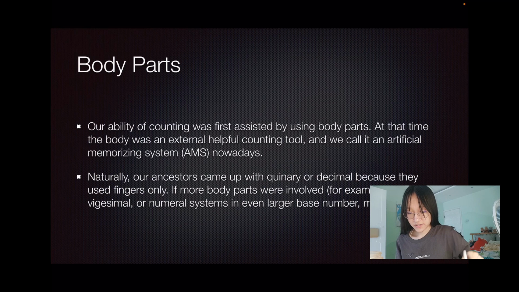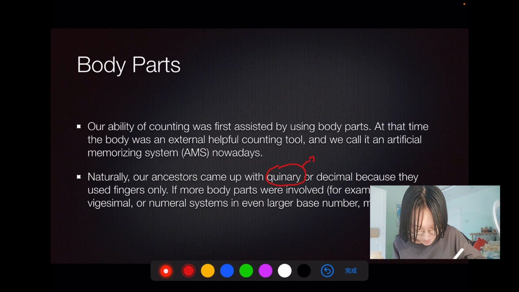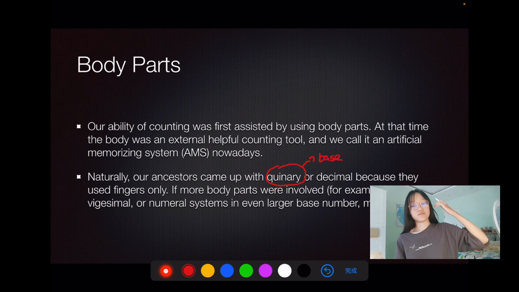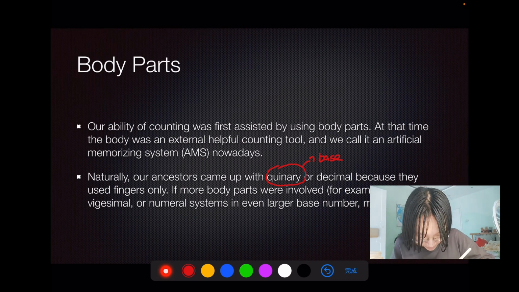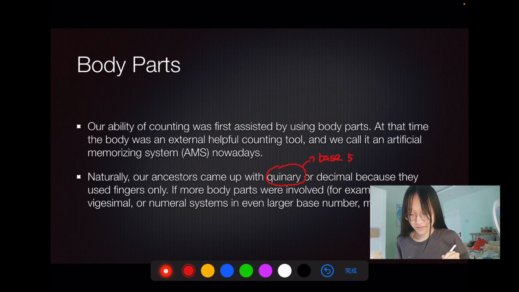Naturally, our ancestors came up with quinary or decimal because they used fingers only. If more body parts were involved, for example toes, numeral systems in even larger bases might occur. Well, basically the word quinary here means in a base of 5. I will explain what a base actually is in the last slide, so don't worry. This is base 5, and decimal is base 10, and vigesimal is base 20.